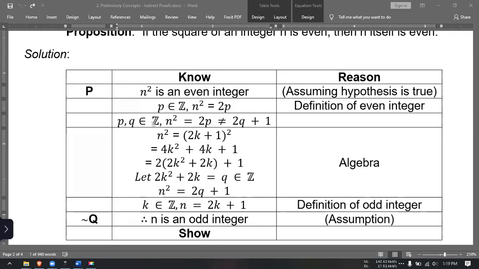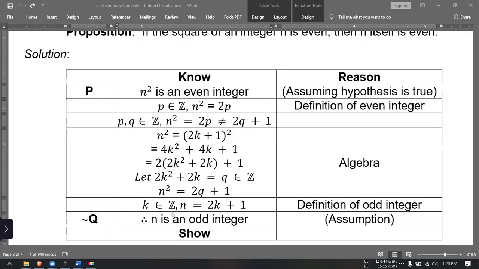Okay? So, gagawin natin yon. We have element p, q and p, q element of Z. So, these are integers then. So, n squared is equal to 2p. Hindi. So, it happens to be na we cannot yet prove this, no? So, magba-backward tayo. Backward yung solution natin. Kasi there's no way we can say that 2p is not equal to 2q here from this statement.